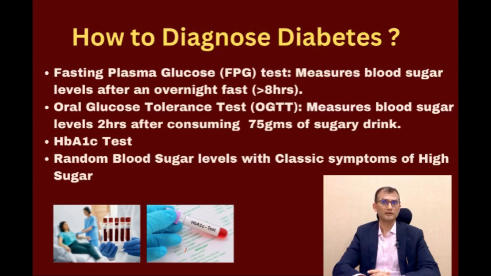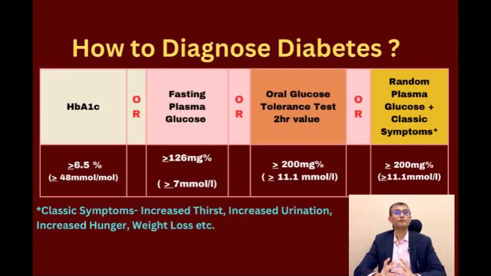In that, after collecting the sample for fasting blood sugar, the person is given 75 grams of oral glucose drink, and then a sample is collected 2 hours after that. The third is HbA1c, which can be done at any time of the day. It does not need fasting. And number four is random blood sugar level, which should be done in people who have symptoms of high blood sugar. So if any one of these four tests is abnormal, then we diagnose that person with diabetes.